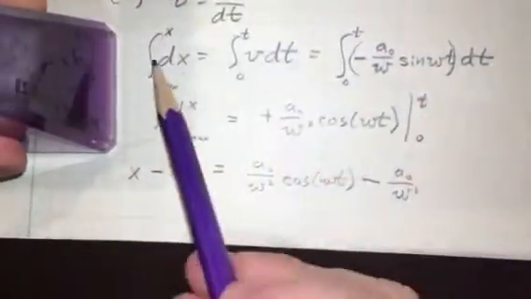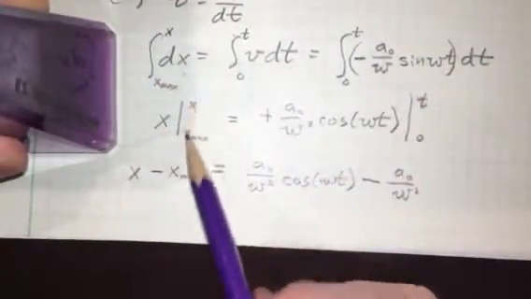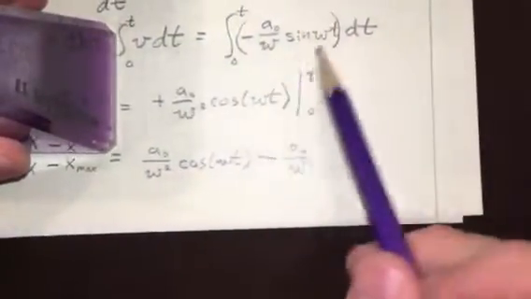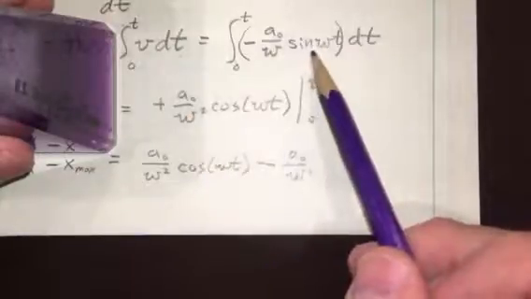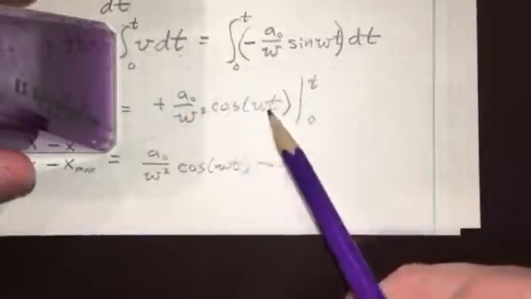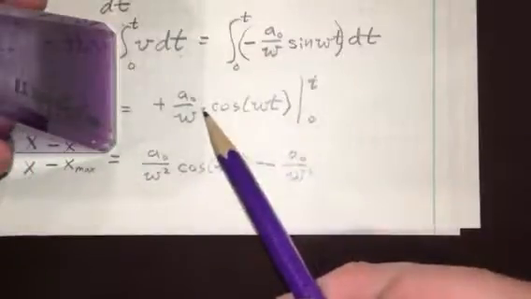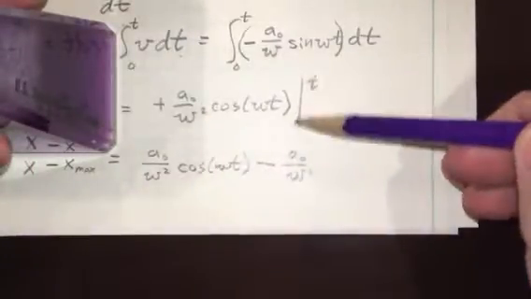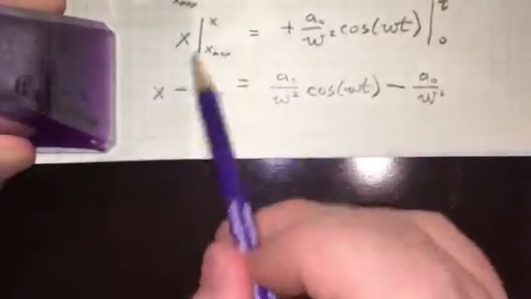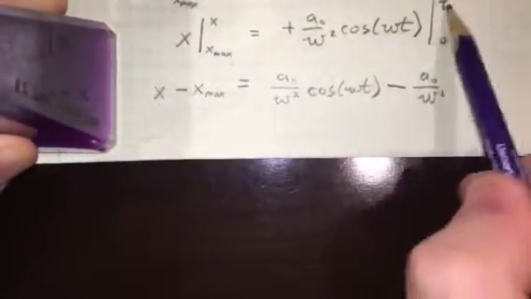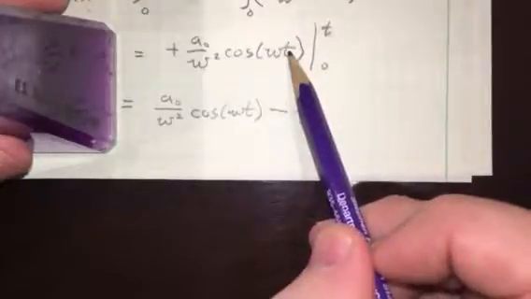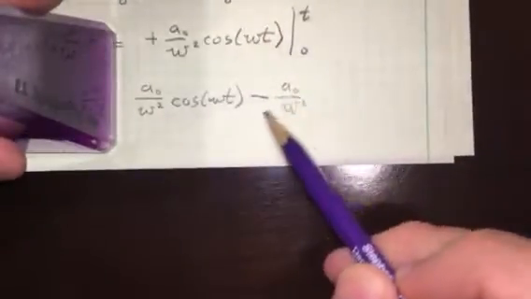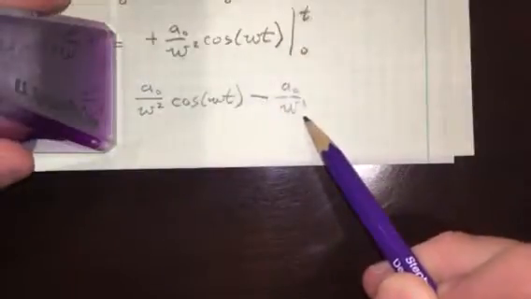So the integral of this one just becomes x evaluated at my limits. The integral of this guy right here, I'd pull off the a naught over omega, and then the integral of sine omega t is minus cosine omega t over omega, so I put an omega squared right there. Evaluating it at its limits, I get x minus x naught. I put in this right here, so there's my first limit. And I subtract off, putting time equals 0 right there. The cosine of 0 is 1, so I get minus a naught over omega squared.